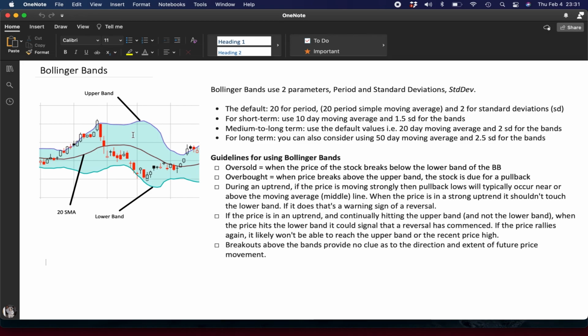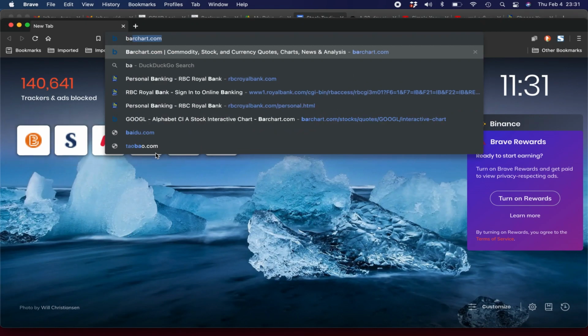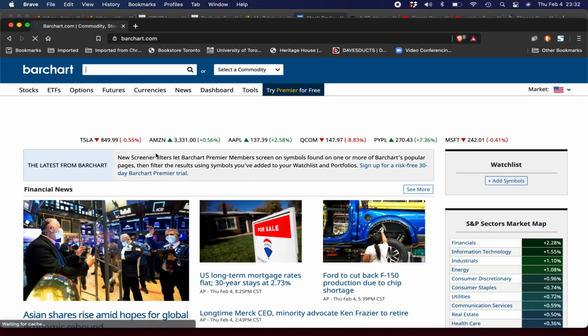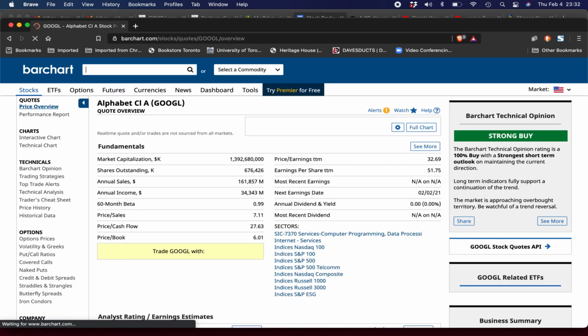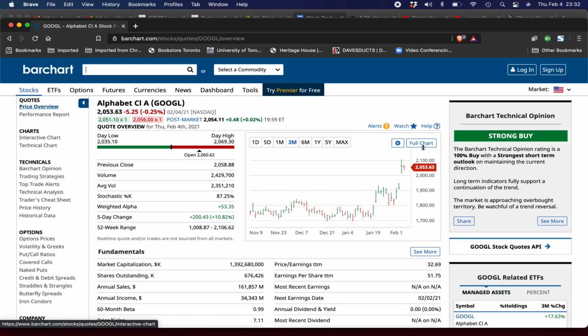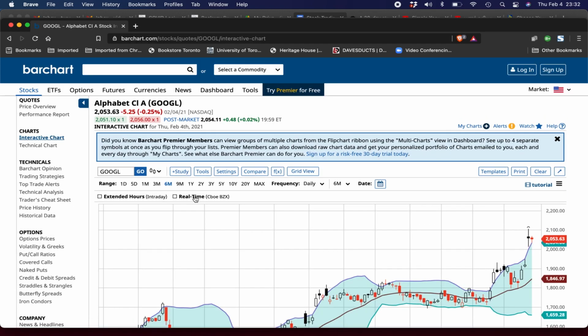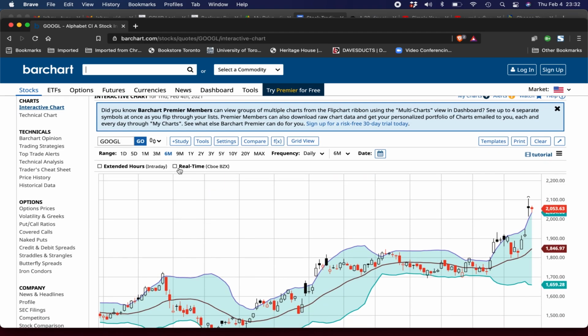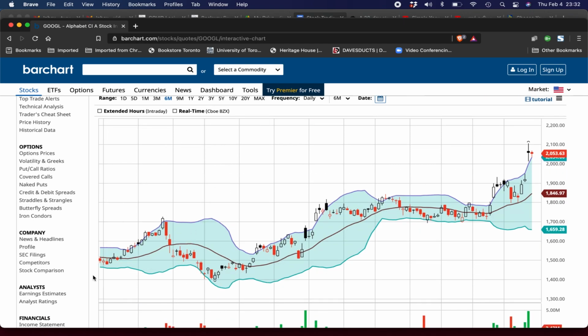I will show you an example to pull these Bollinger Bands on some of the stock charts. Like I use bar charts and stock charts. Let's dig into that. So let's go with bar charts to begin with. Let's pull up the Google stock chart. I'm gonna go full chart. There you go. Bollinger Bands is added. I think I added this previously, so I can see the bands being charted here.